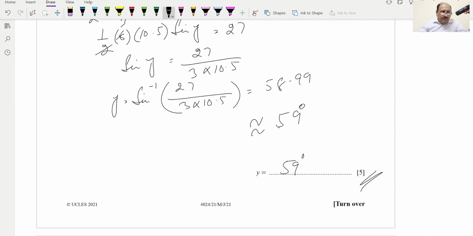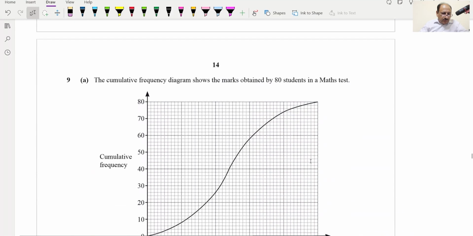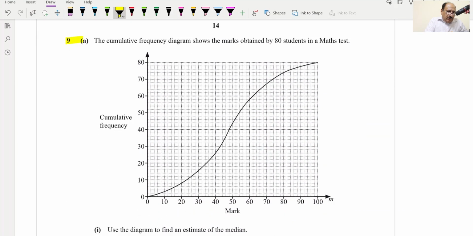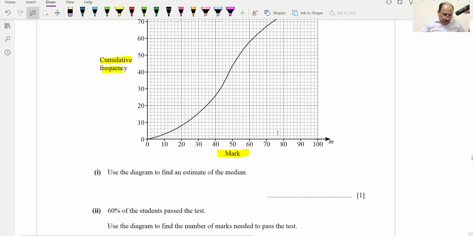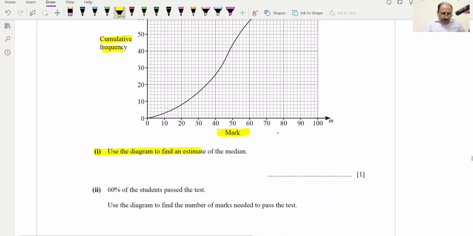This was a 5 marks question which we have done. Hopefully you understood this question. Question number 9, A part. The cumulative frequency diagram shows the marks obtained by 80 students in a mathematics test. This side is cumulative frequency and this side is marks. The graph is provided. First part, use the diagram to find an estimate of the median.